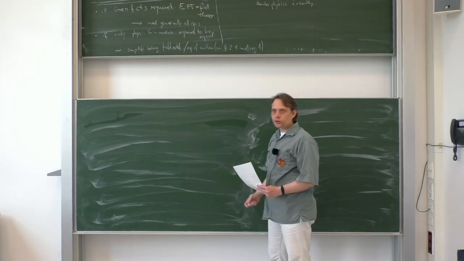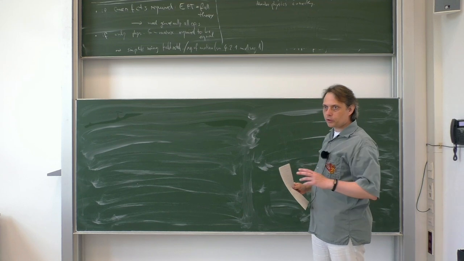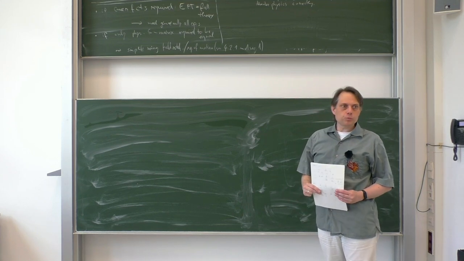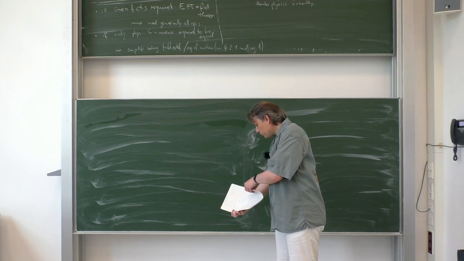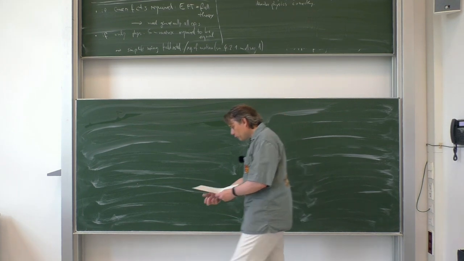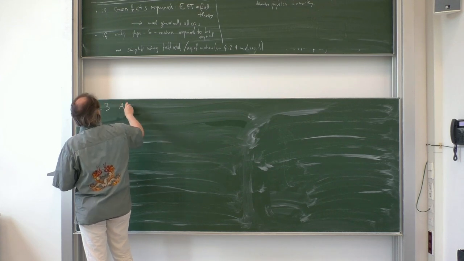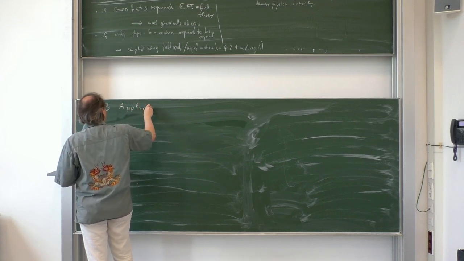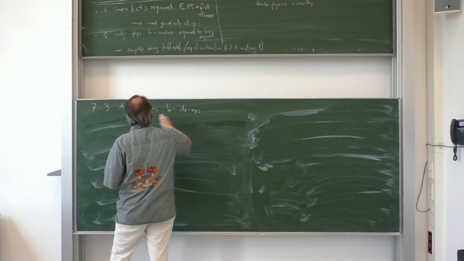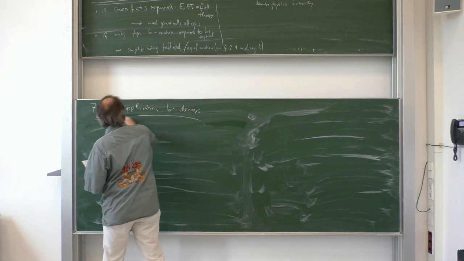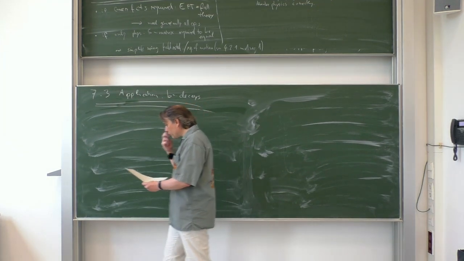And let us interconnect the lecture and the exercise a little bit. So today we have 10 more minutes, and I will give you some hints of what you might be able to do until Wednesday, when we then can discuss more on the exercise. So maybe let's make this section 7.3. An application to B decays. And I will not write the references, they are on the exercise sheet.